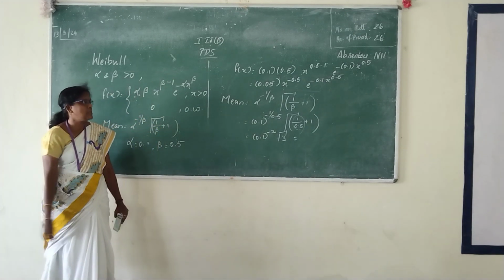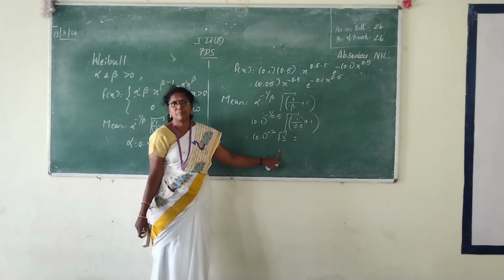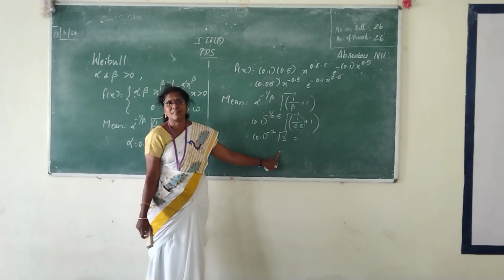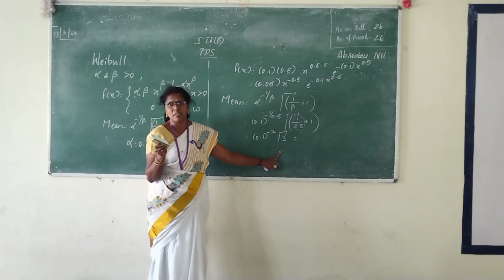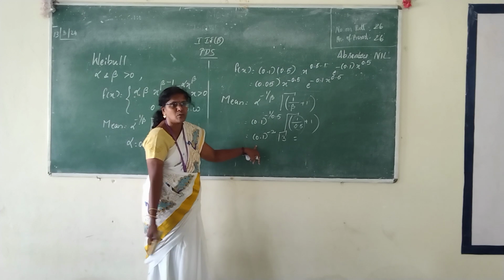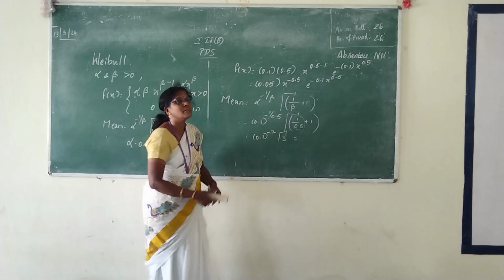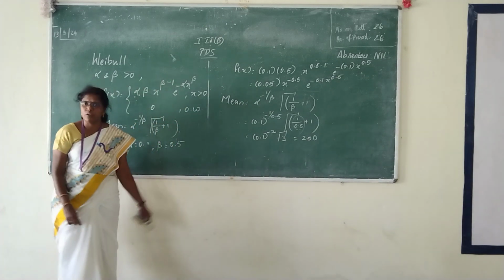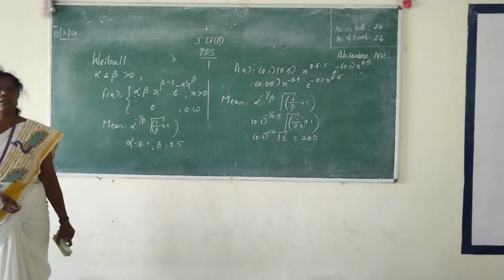0.1 the whole power minus 2 is there. Simplify. What will be gamma 3? Is it 6? Gamma 3, what is the formula I gave you? Gamma n equal to n minus 1 factorial. Here n equal to 3, so 3 minus 1 means 2 factorial. What is 2 factorial? 2. Gamma 3 will be equal to 2. You find this 0.1 the whole power minus 2, so that answer will be equal to 200.